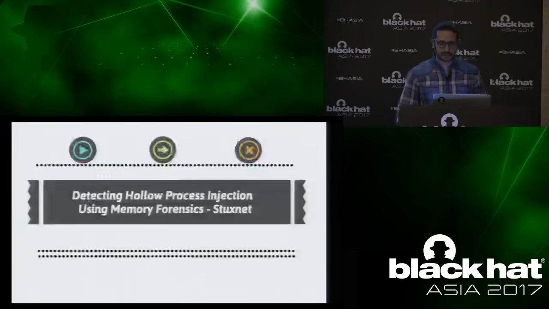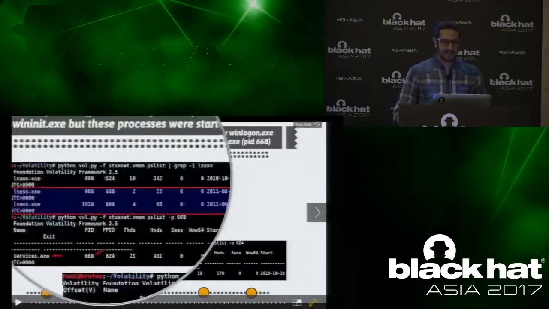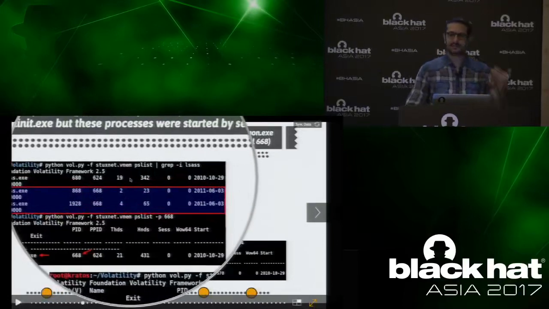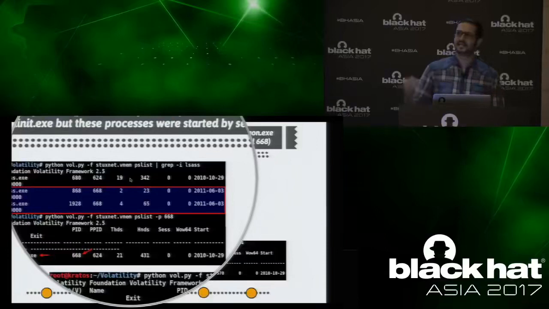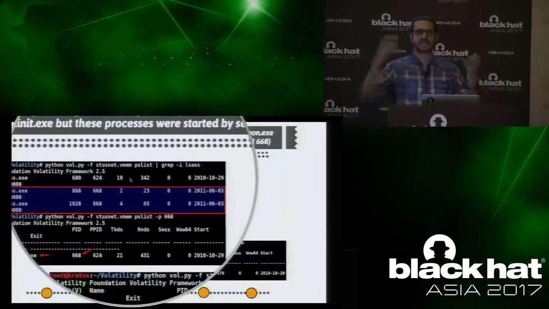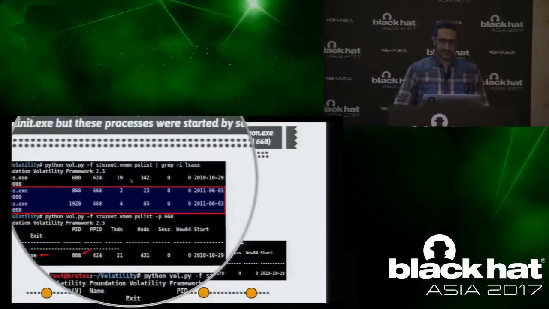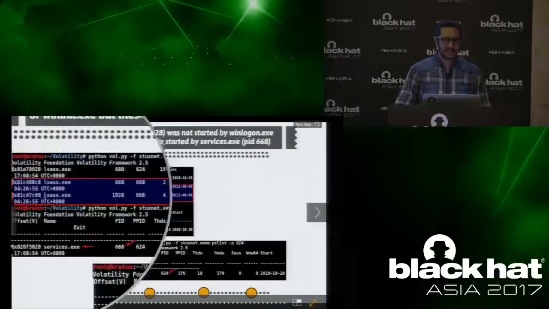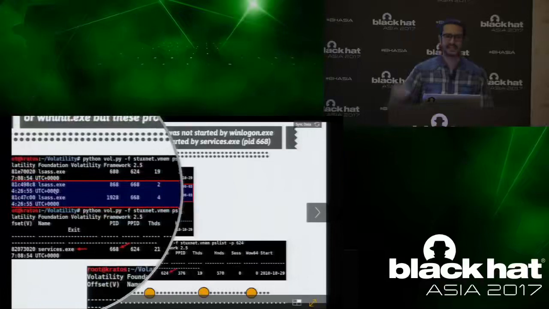Okay, so let me show you how to detect this using memory forensics. This is a memory image infected with Stuxnet. So the first method of detecting is to look for the parent-child relationship. I told you the malware process starts a legitimate process in the suspended mode. You see, I'm listing the processes and looking for the lsas.exe process. You see that there are multiple instances of lsas.exe running on a system.